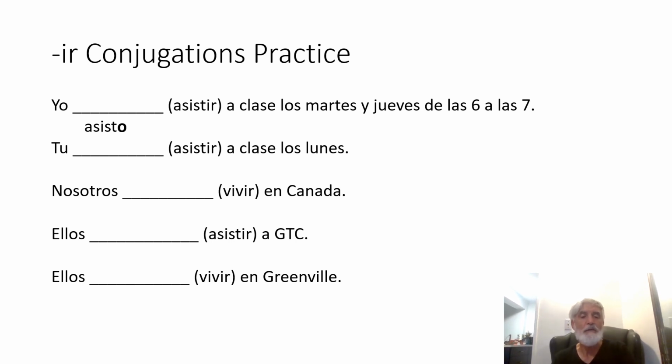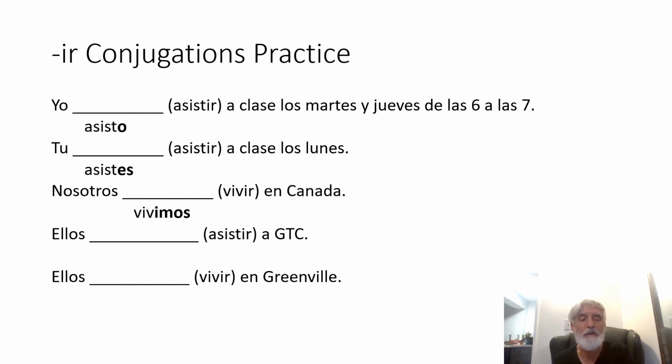What about tú asistes a clase los lunes? So here you want to say you attend class when? Los lunes, on Mondays. So asist, what is the ending for tú? Es. Tú asistes. What about nosotros? We have vivir. We want to say we live in Canada. What's the stem? Viv. And what's the ending for nosotros? An I verb. Imos. Vivimos.